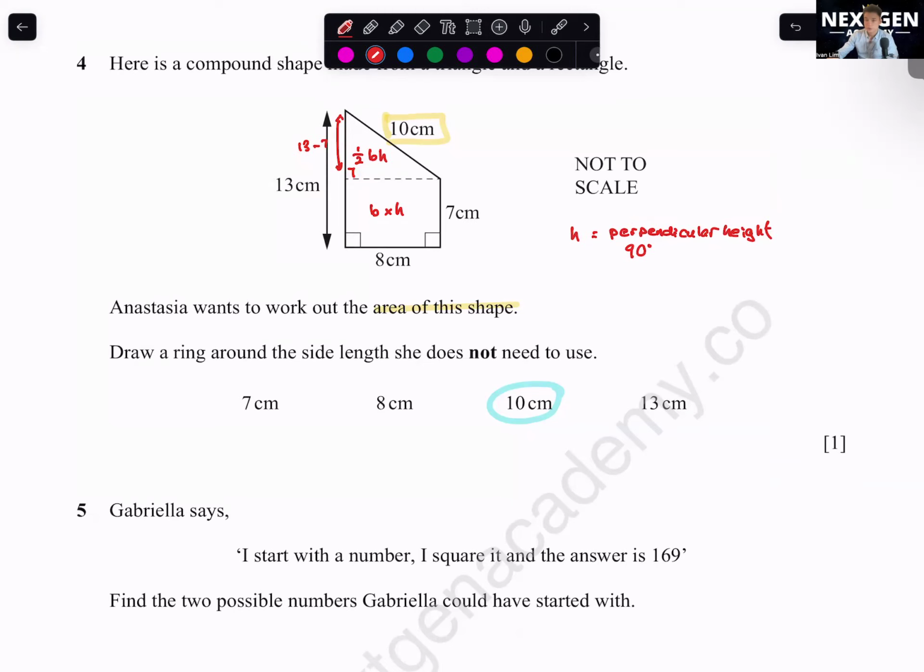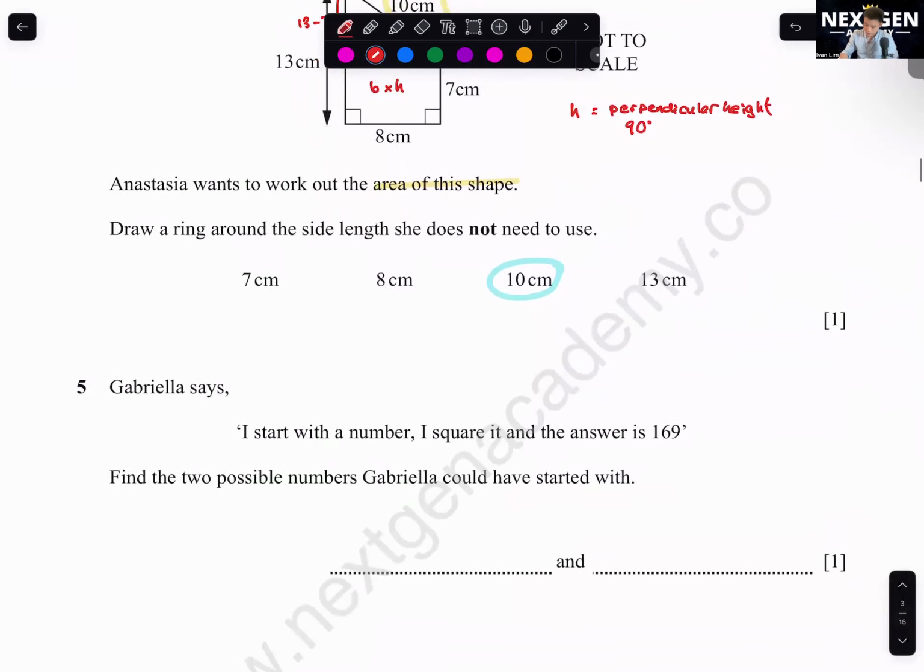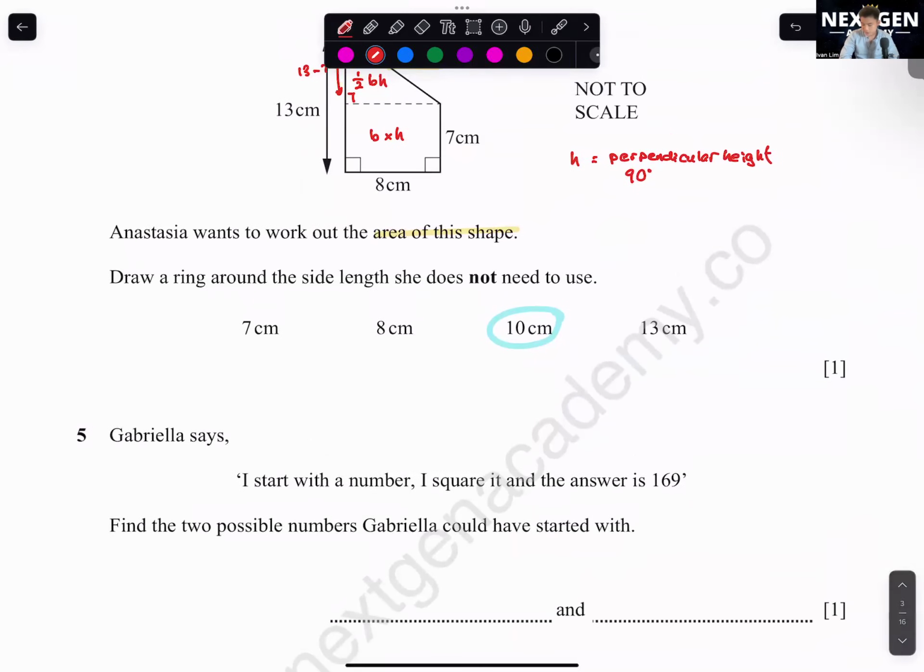Okay, 4, 4, 4. Okay, good. Okay, number 5. Gabriella says, I start with a number, I square it, and the answer is 169. Find the two possible numbers Gabriella could have started with.